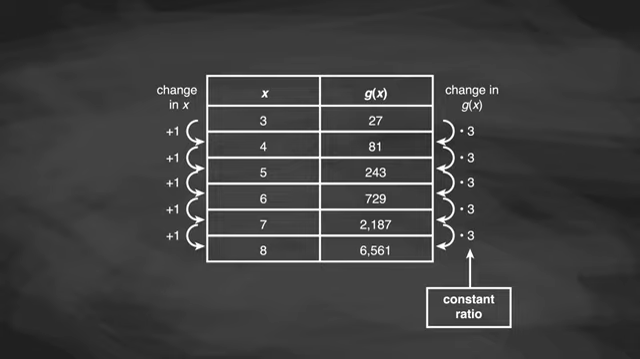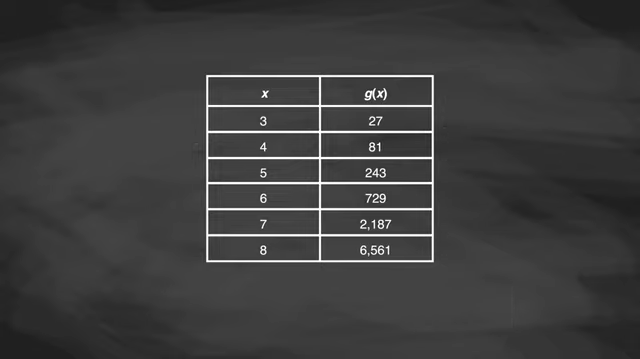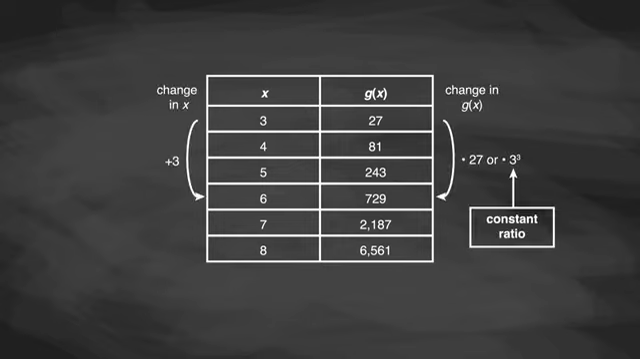Now, let's look at points that have a change in x that isn't 1. From x equals 3 to x equals 6 is a change of 3. How does g's output value change as x increases by 3? If we use the points from the example, we would be comparing the point 3, 27, and the point 6, 729. Dividing the y values results in a ratio of 27, which is equivalent to 3 to the third power.